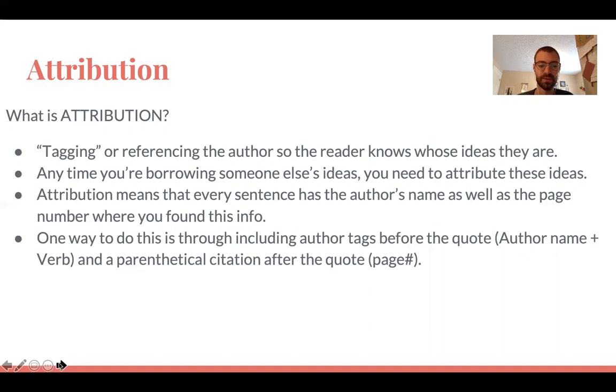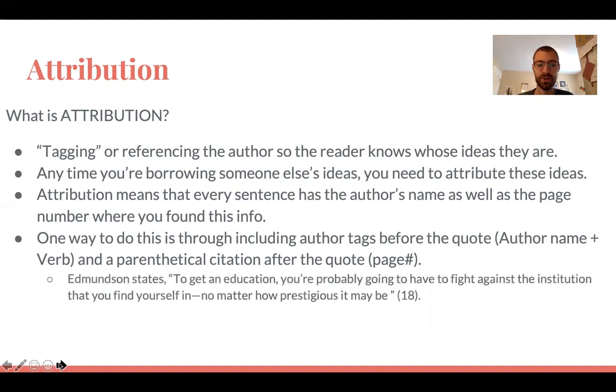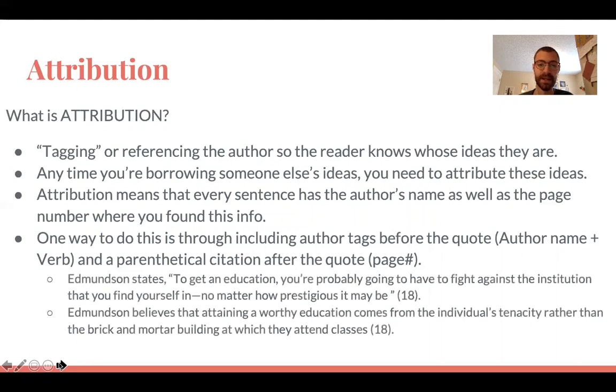One way to do this is through author tags. You can see here, Edmondson is the name of the author. We've got "Edmondson states" and "Edmondson believes." That's what an author tag is. You say the name of the author, you put a verb, and then you put the information that you're using that came from that author.